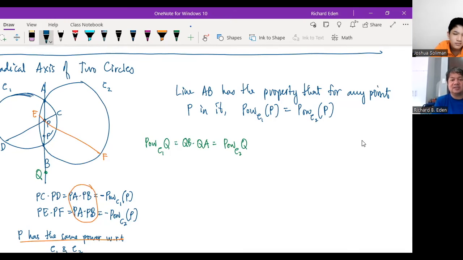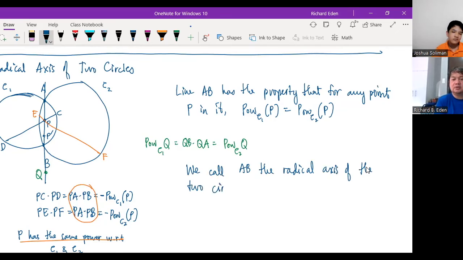We call it the radical axis. We call AB the radical axis of the two circles. So what's the radical axis? It's a collection of all points such that for any point P, you get the same power with respect to either circle. So you know power of a point. I don't have prepared examples for the power of a point, but I wanted to introduce it now.